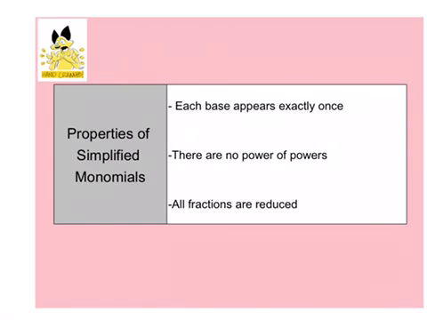I can have no power to a power, so basically I don't want any parentheses left. If I have parentheses, that means I'm not done with the problem yet. I have to get rid of those. And then all of our fractions must be reduced to the smallest they can be. I don't want any decimals though, so don't go and give me any decimals in those.